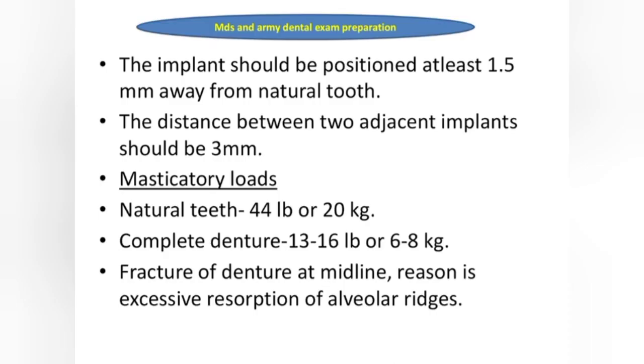The implant should be positioned at least 1.5 mm away from natural teeth. So between natural teeth and implant, the distance should be 1.5 mm, and the distance between two adjacent implants should be more, 3 mm. The masticatory loads: natural teeth 44 pound or 20 kg, and in complete denture the masticatory load will be average 13 to 16 pound or 6 to 8 kg.